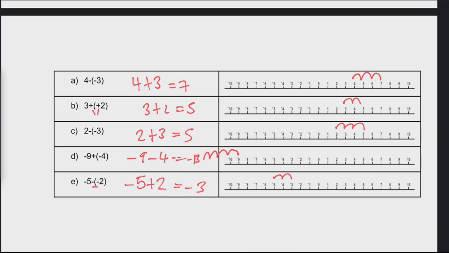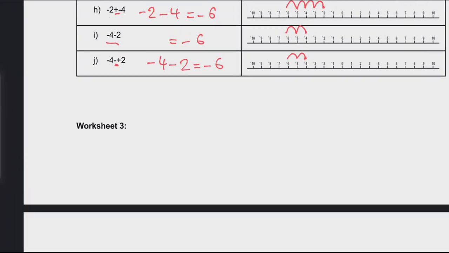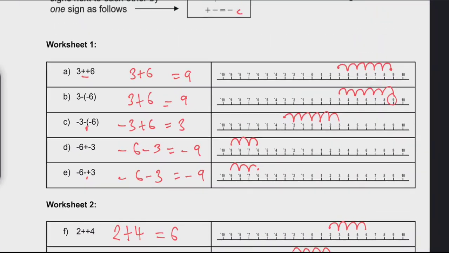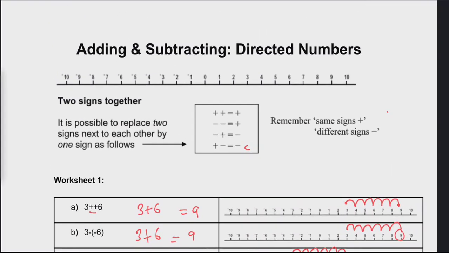Okay, so this is how we add and subtract with directed numbers when we have two signs. I hope this video made sense and I hope it helped.